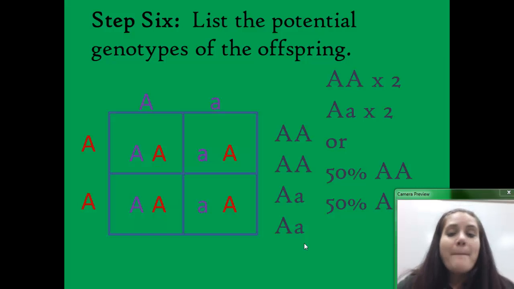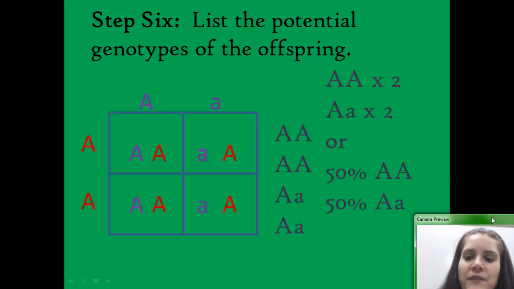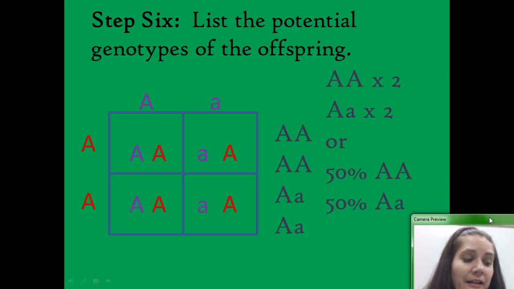All right. What that means then, what it breaks down to, is 50% of our kids are going to be big A, and 50% of our kids are going to be big A, little a. So when we write our answer, we could write this in percentages, where we're going to write 50% big A, and 50% little a.